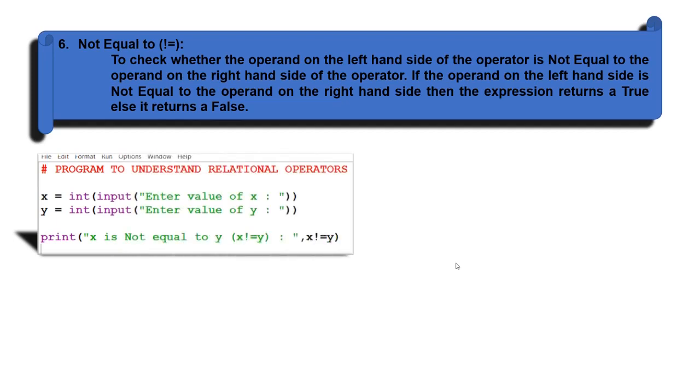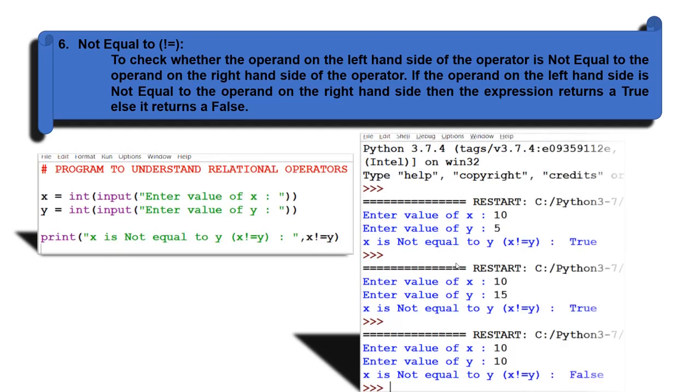So again the example of x and y. In the first case x is 10, y is 5, both are not equal to each other, so the result is true. In the second case x is 10, y is 15, the value of y is greater, again they are not equal, so the result is true. In the third case x is 10, y is 10, both are equal to each other, the result is false.